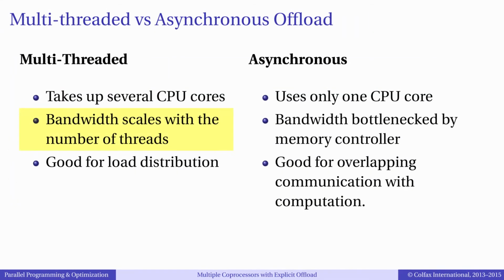The advantage of this approach is that the total bandwidth scales with the number of threads. However, the disadvantage is that this approach takes up multiple threads. The multithreading approach is often used for load balancing.